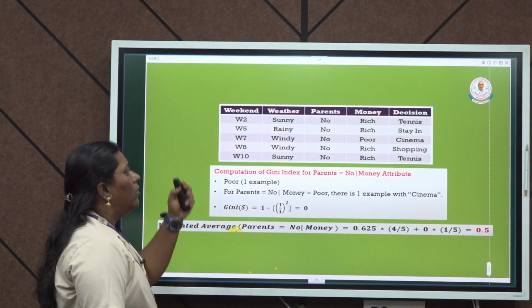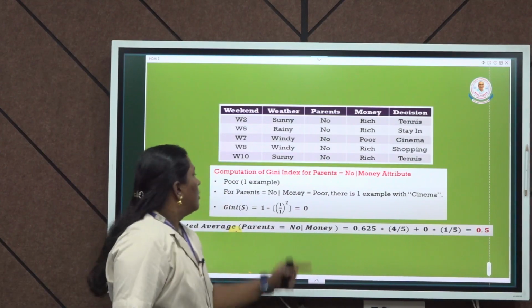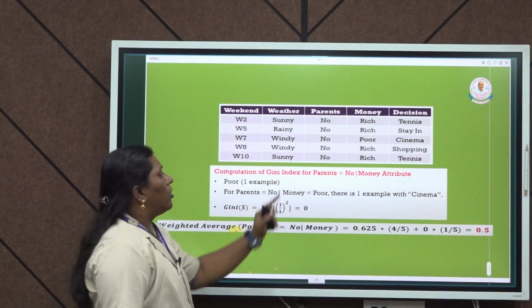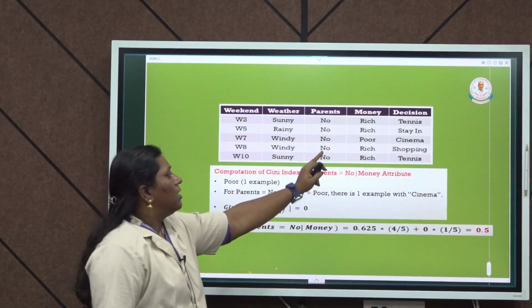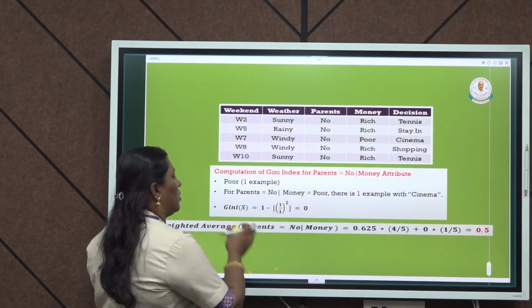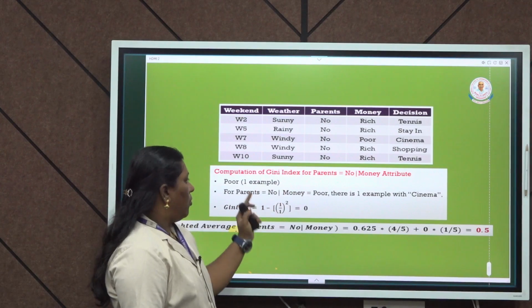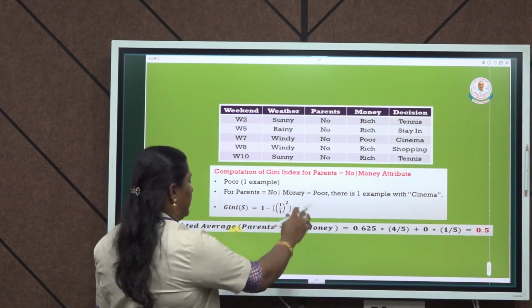Next, we are going to consider the other variable of the money attribute, which is poor. There is only one poor instance, which is associated with cinema. So the Gini index for poor when the parent is equal to no is 0.